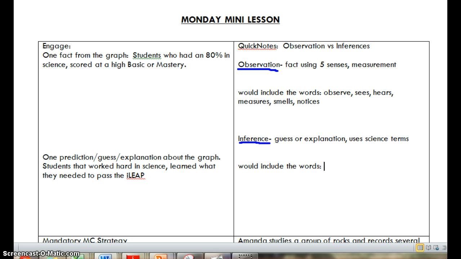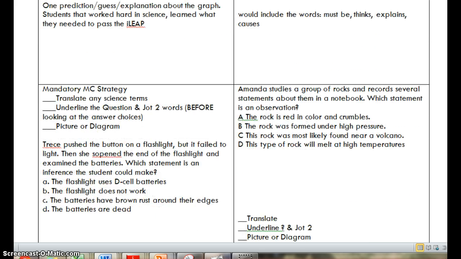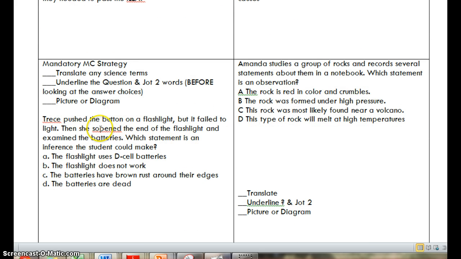This can include the words must be, thinks, explains, causes, and any science word is probably going to be an inference. Make sure you write those down. Feel free to pause if students need more time. All right, next one.